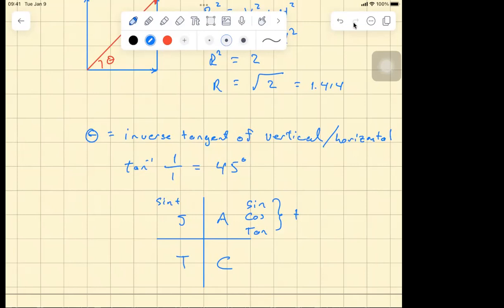Sorry for the barking dogs. In this quadrant, only the tangent is positive. And in this quadrant, only the cosine is positive. San Antonio Transit Company: sine, all, tangent, and cosine. That's a little trick. I'll go through that more if I do a trigonometry review. Okay, I think that's enough about that particular problem.